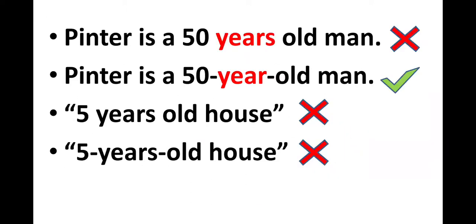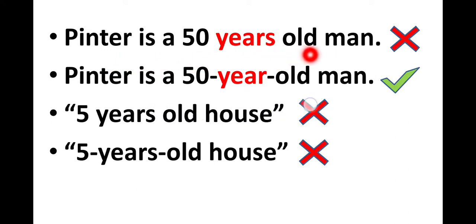Okay? I think now you know very well how to use these phrases correctly in English, and you know about the mistakes in the sentences and phrases. Am I right? So let's find out the mistakes in the sentence and phrases. Pinter is a 50 years old man. This sentence is incorrect. So what are the mistakes in this sentence? If you want to use the phrase "years old," how will you write this sentence correctly? Just remove "a" and "man" from this sentence, and the correct sentence will be: Pinter is 50 years old.